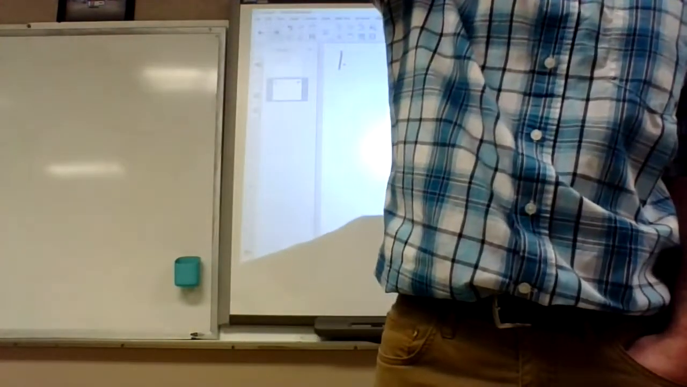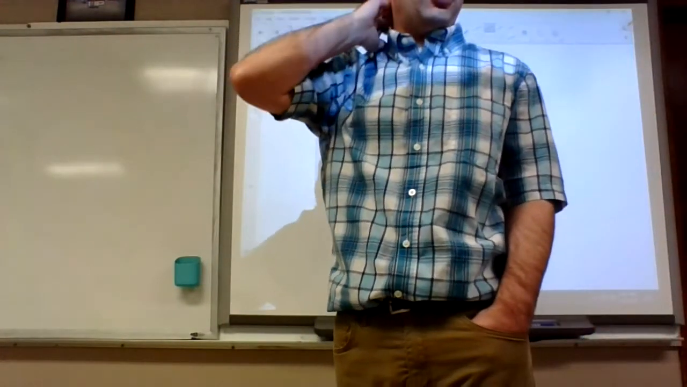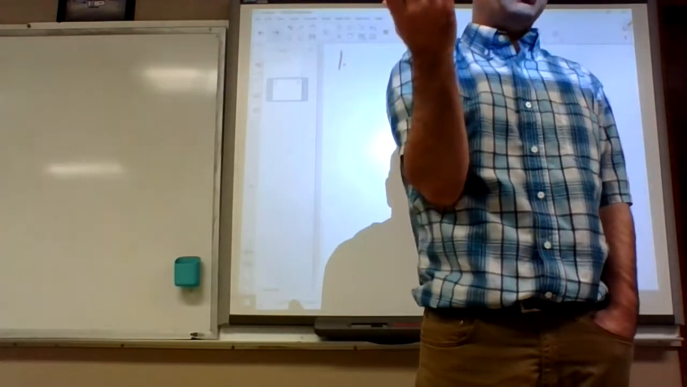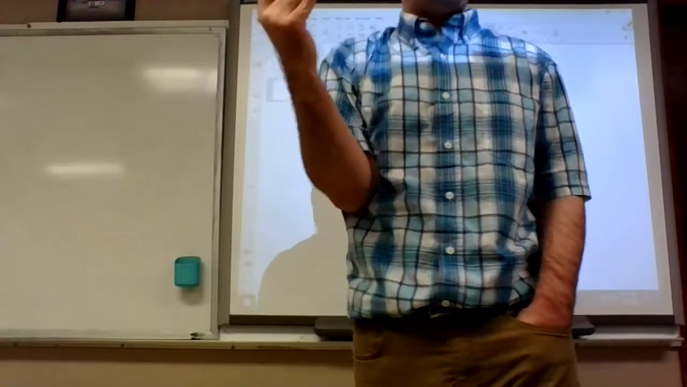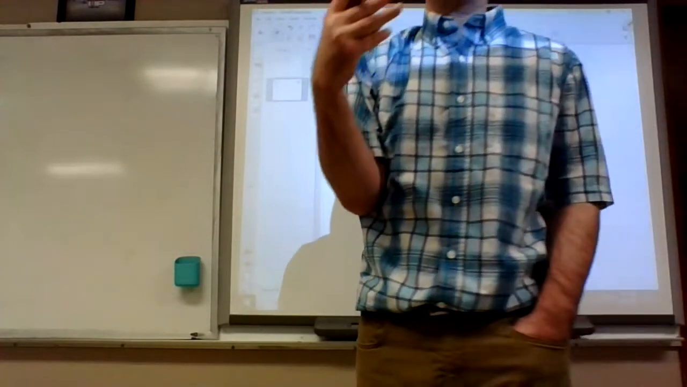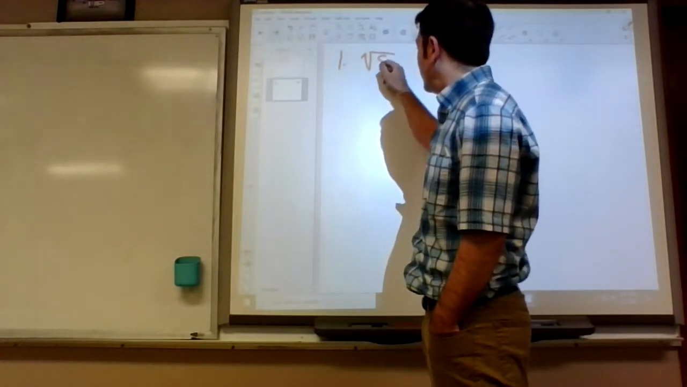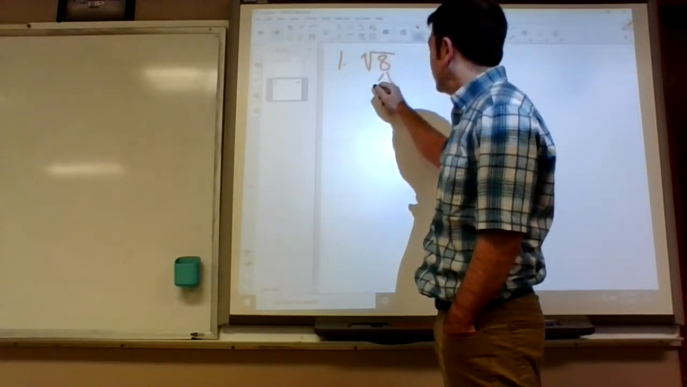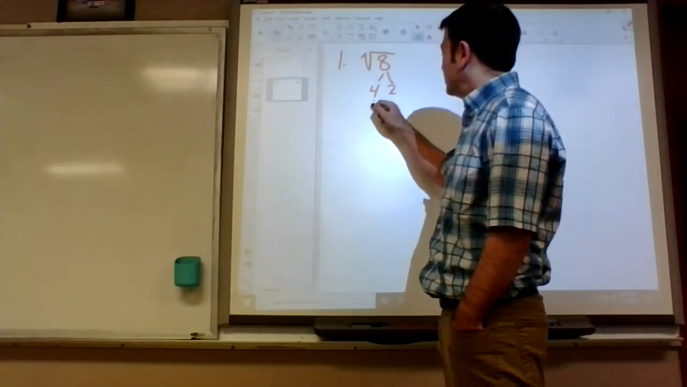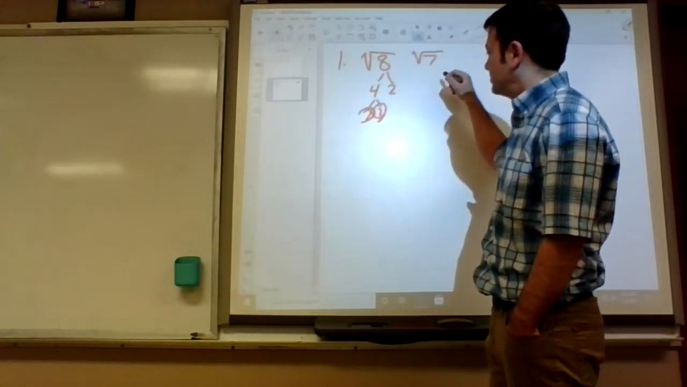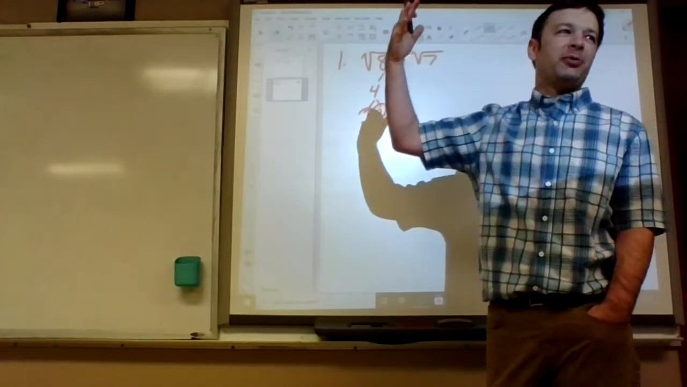Okay, so we're jumping in on number 1, which is square root of 8 times square root of 7. You could actually simplify square root of 8 before you multiply it, or you can just multiply and then simplify. It's probably easier to simplify first. What's the square root of 8 break down to? Yeah, it's 2 square root of 2. And does the square root of 7 break down? No.